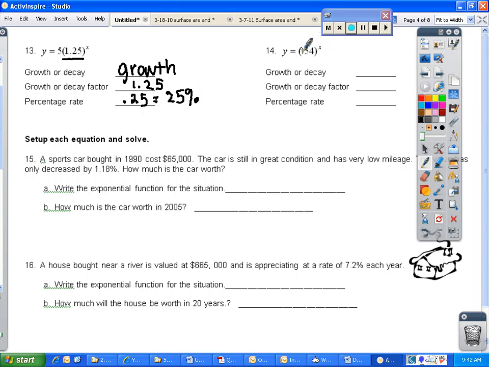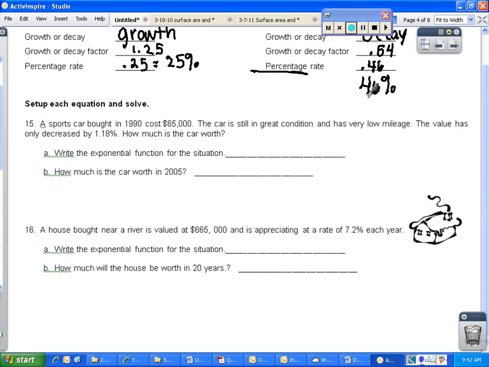Growth or decay? Well, you know the decimal means that this is decay. The factor is, again, 0.54, which is right here. And the rate is going to be 1 minus 0.54, which is 0.46, which is equal to 46%. And you want the percentage rate. Okay? Moving on to your growth and decay problems.